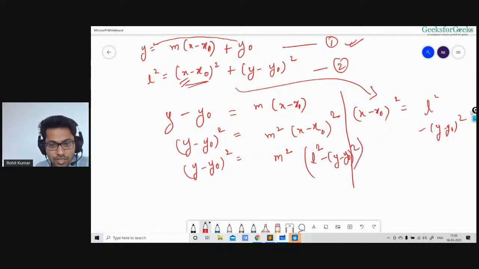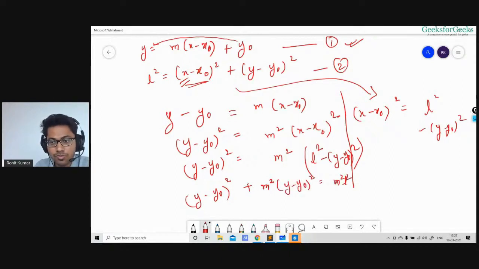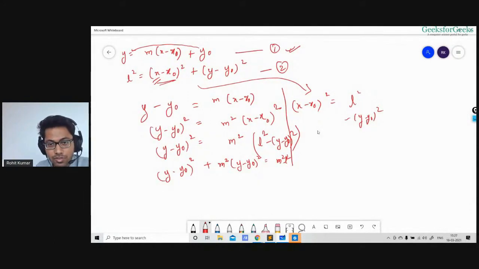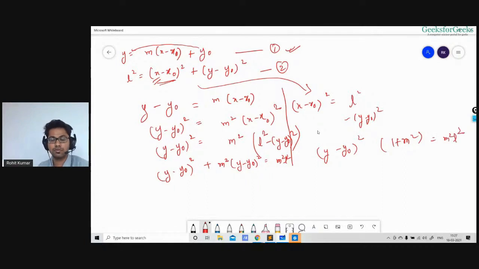Now, if I take this to that side, this becomes (y minus y naught) whole square plus m square (y minus y naught) whole square is equal to m square L square. I know this is becoming a bit clumsy, but let's have some patience. If I take (y minus y naught) whole square common from here, this becomes 1 plus m square, equals m square L square.